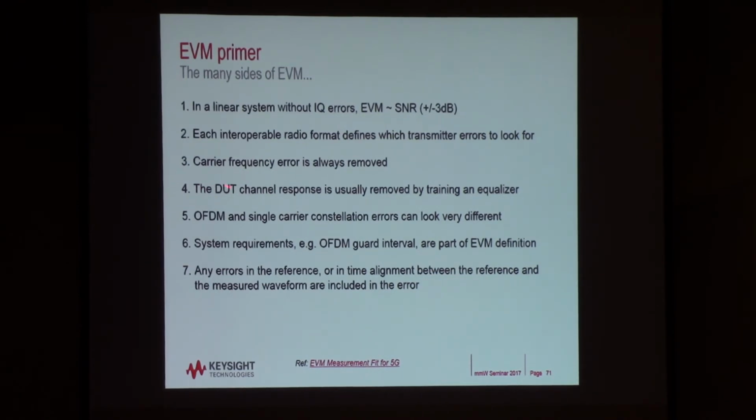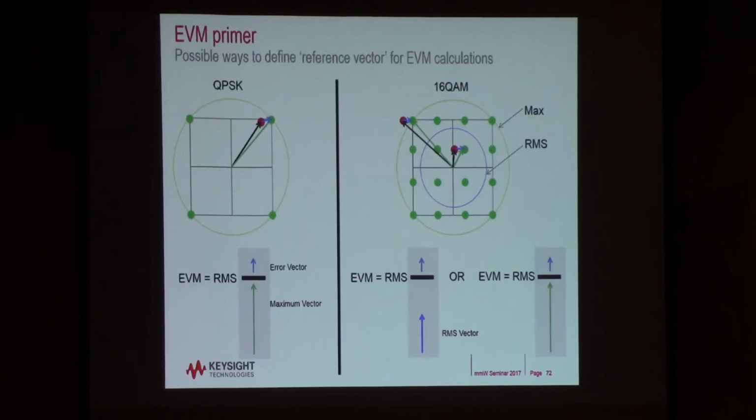If we look at the constellation, OFDM and single carrier constellations can look greatly different depending upon the types of errors that are causing that. We have a whole app note that goes into those intricate details that you can look up on our website, so I won't dwell on that here. But there are a lot of things that go into an EVM measurement.